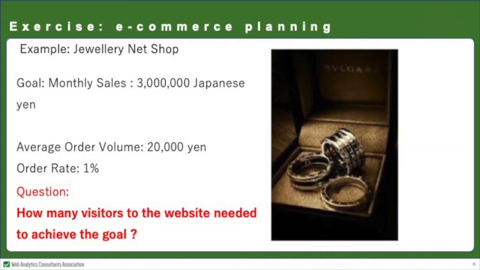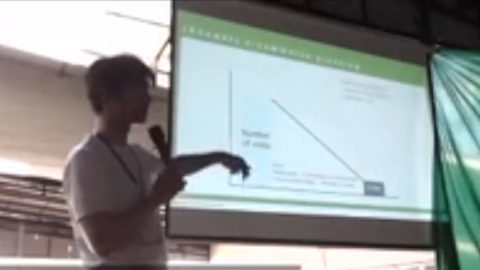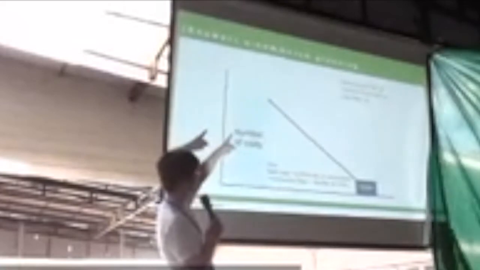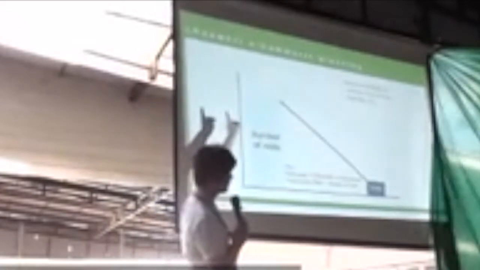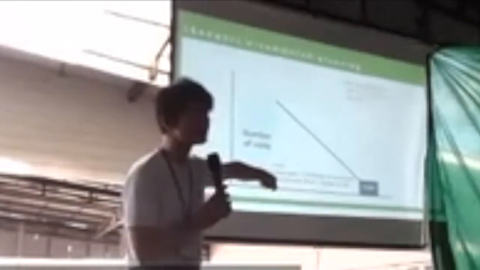Alright, try it. 3 minutes. It's not difficult mathematics, very simple arithmetic. It is very easy to guess if you draw a diagram. My question is, how many visitors? The order rate is 1%, the average order volume is 20,000, and the goal is 3 million.